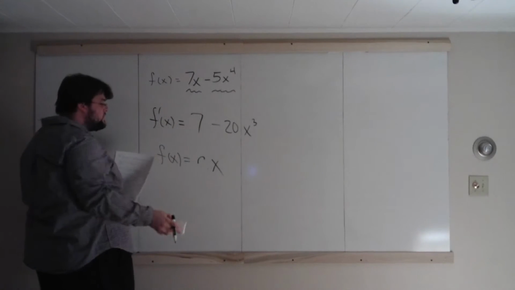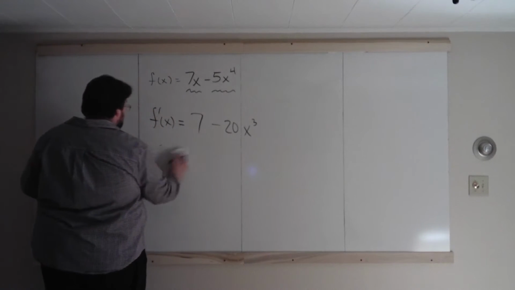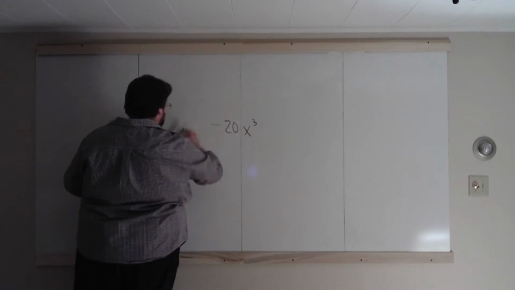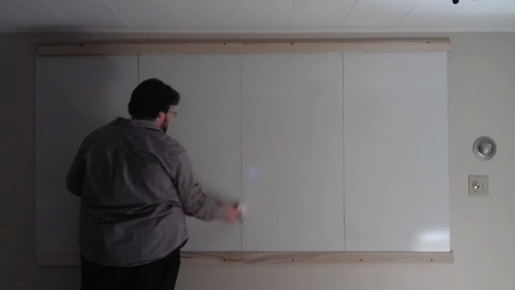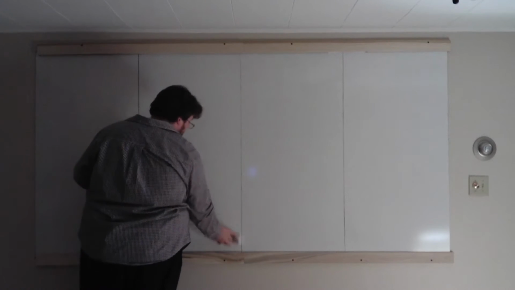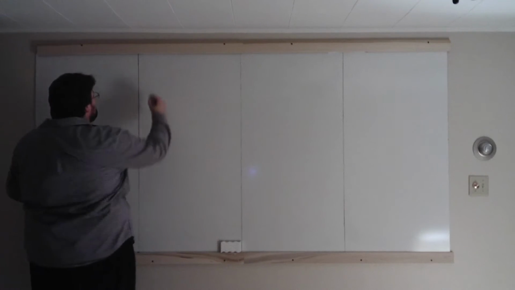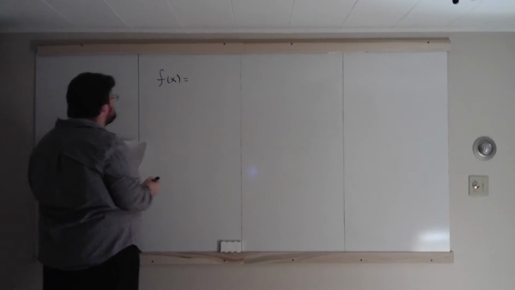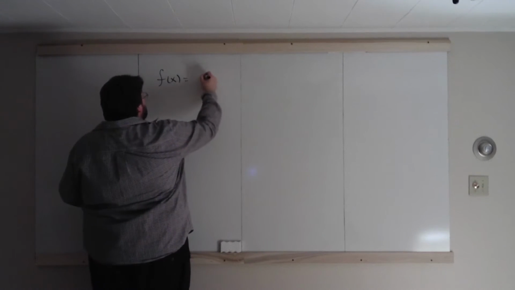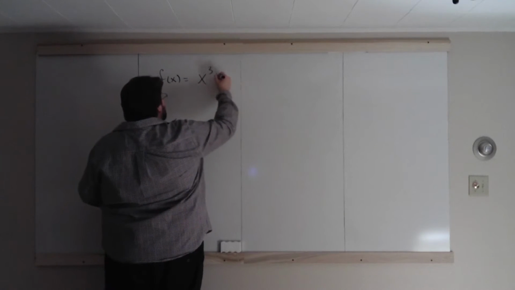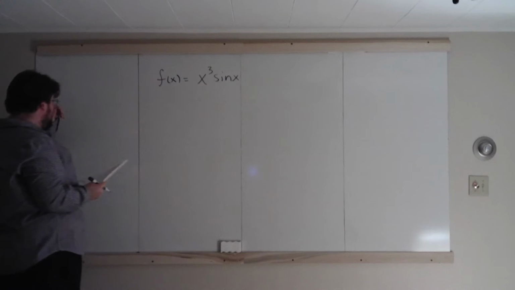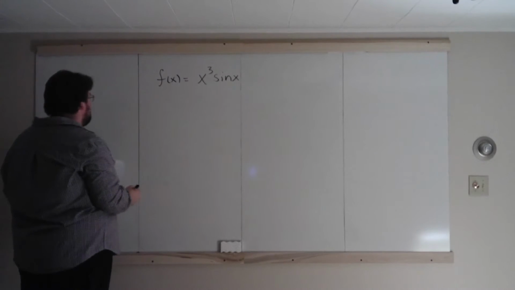That's not the same as that constant multiple rule, the one that said the derivative of a constant times a function is just the constant times the derivative of the function. This is a special case of that. How about this? f of x equals x cubed sine of x. Well, how do we take this derivative?